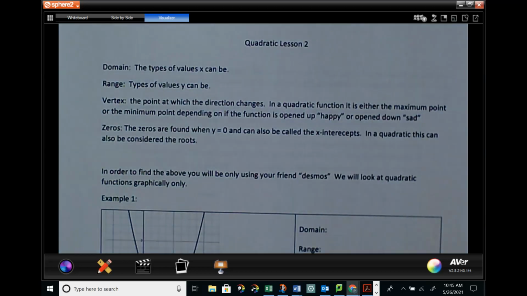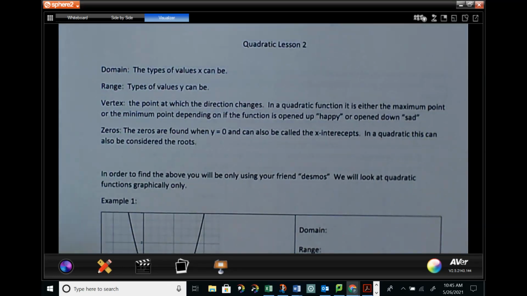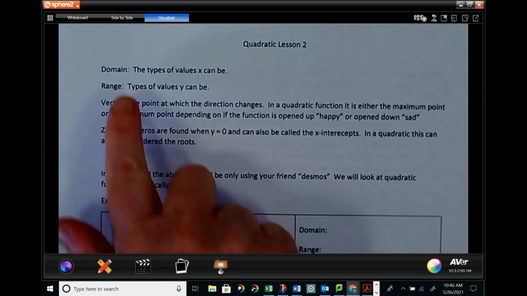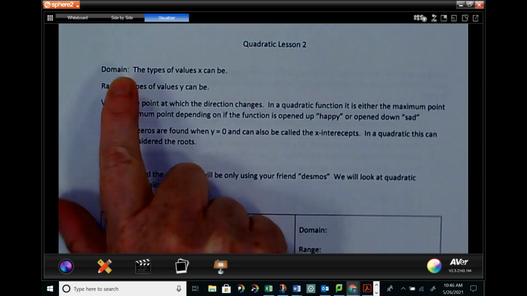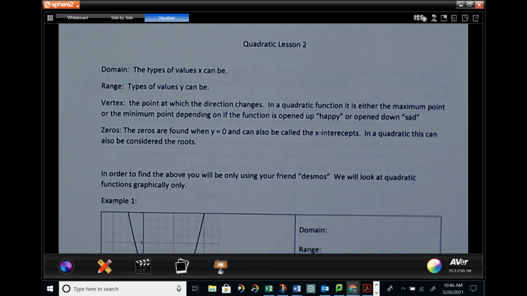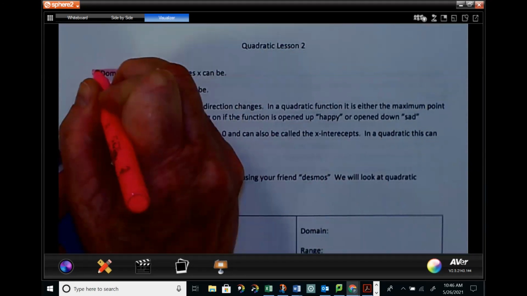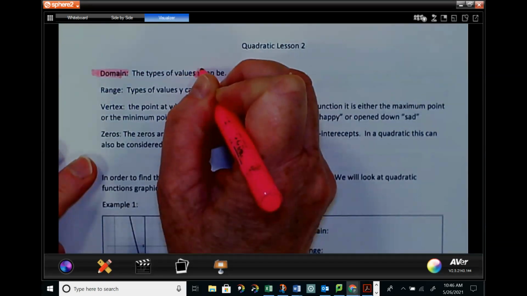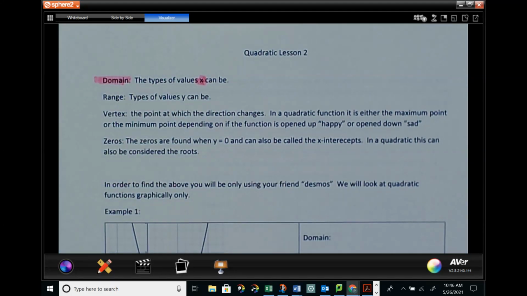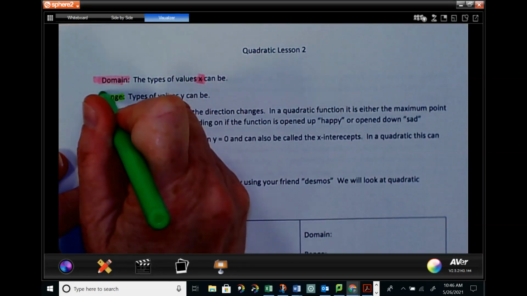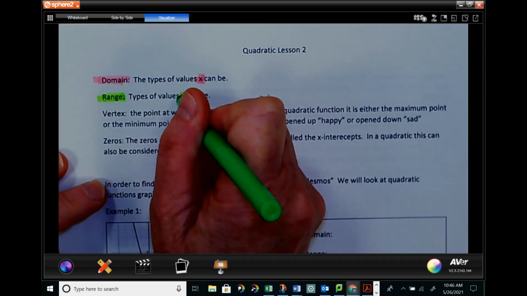Okay, so this is about quadratics, and we're just going to use your pictures of your quadratics, and you're going to tell the domain. The domain is just going to be the types of values that x can be. So for the domain, we're always going to just look at what those x values are. And then the range is we're going to figure out what those y values can be.